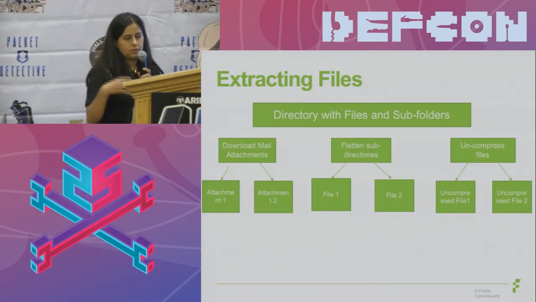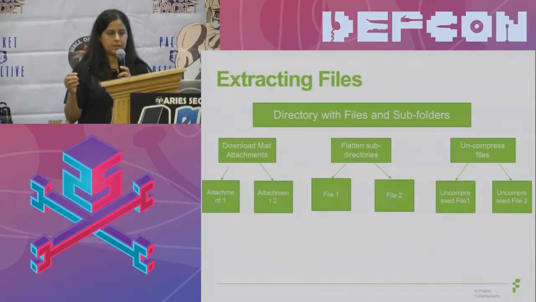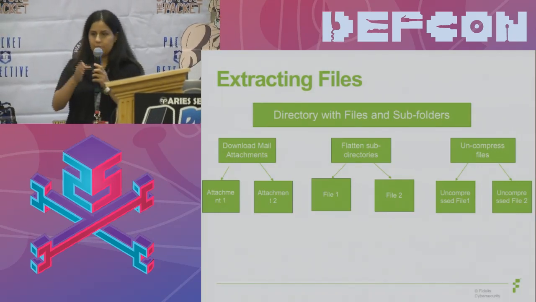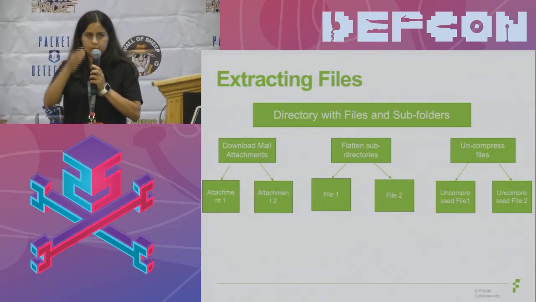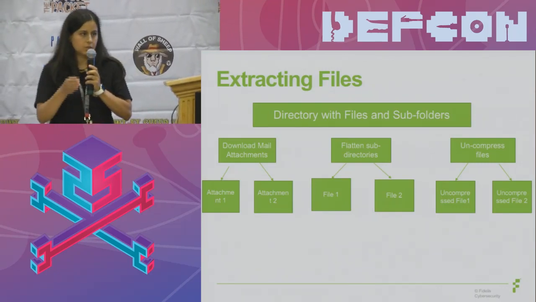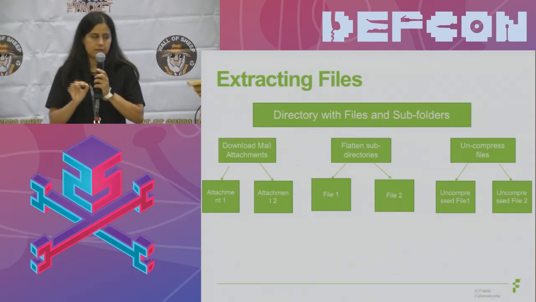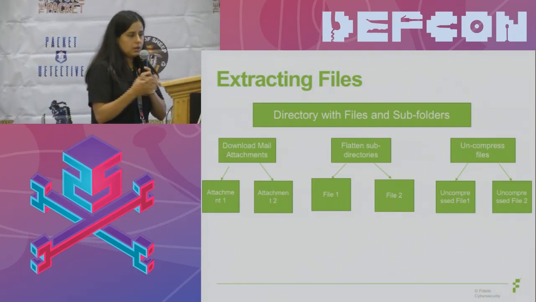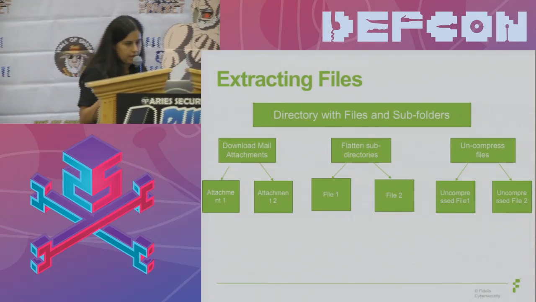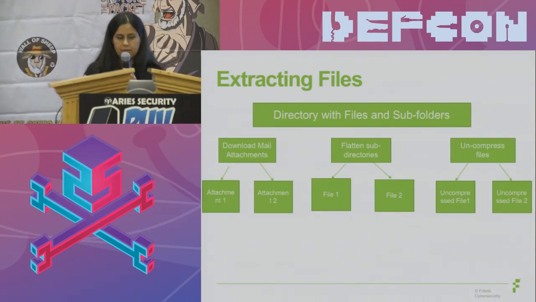If it is a compressed file, it's going to uncompress it. If it has many different subfolders, like what my boss initially passed me, it's going to walk through each single folder and extract every single file. And if it is in mail format, it's going to download the mail attachments.